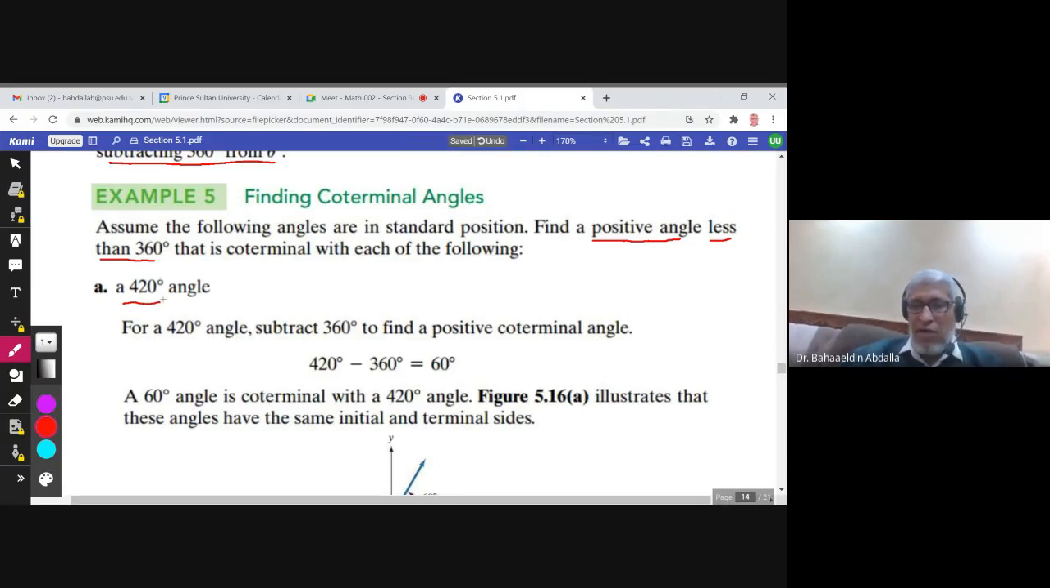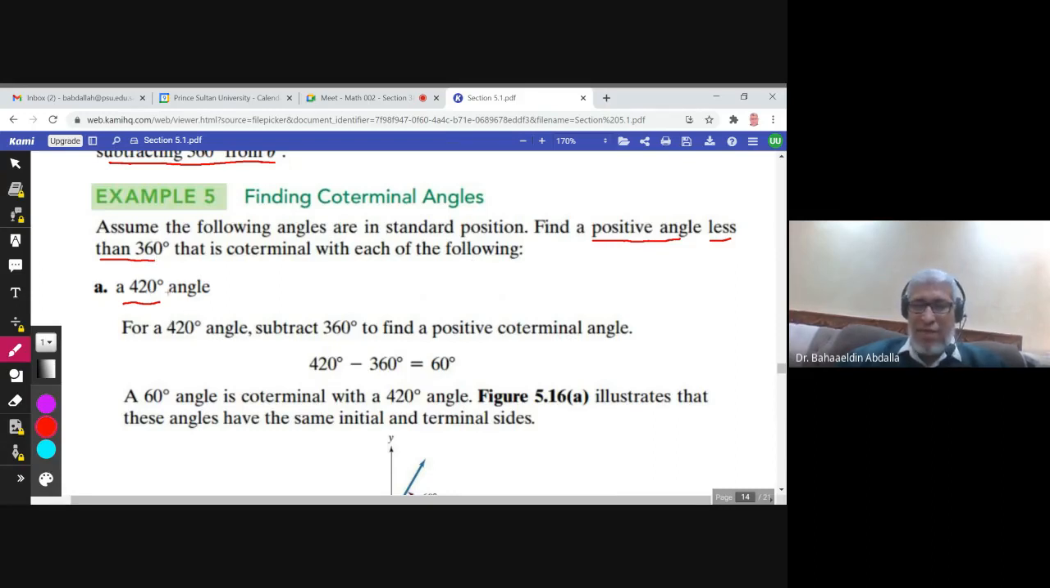Now, there are a lot of coterminal angles to this angle. If you add 360, you will get a coterminal angle. If you subtract 360, you will get another coterminal angle. If you subtract again 360, you will get another coterminal angle. Which one is he asking about? He is asking about a positive one less than 360.